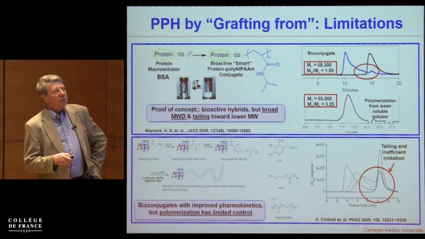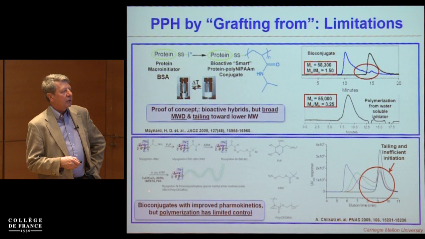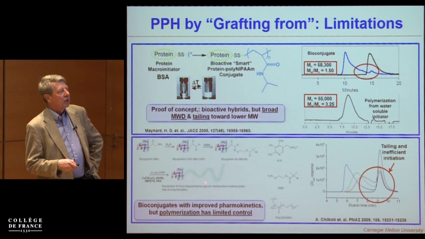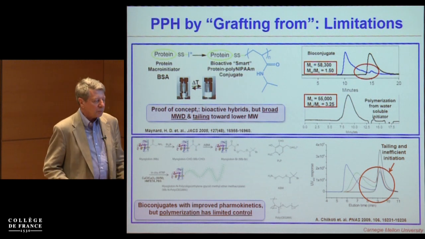It works, but if you look here, this is the initial starting material. This is a bioconjugate. There is still something left unreacted, and a big tailing. If you go to another work by Tosh Chilcotti, it's a polymer which would be grown by ATRP in that case, and you have the same initial material and the bioconjugate, still a lot left, and the tailing here as well.